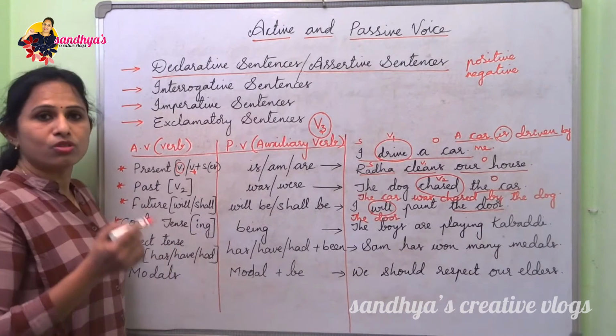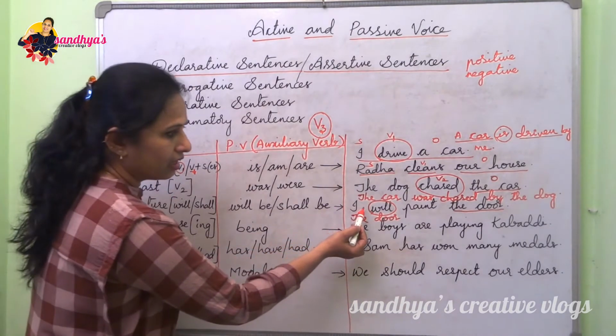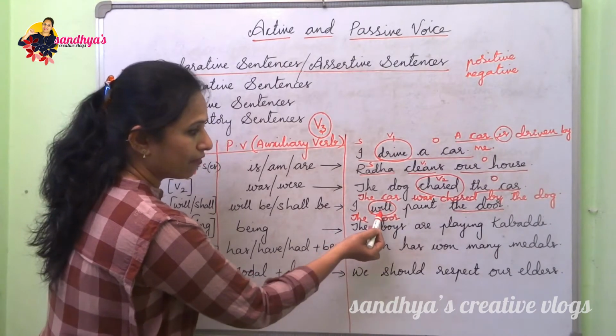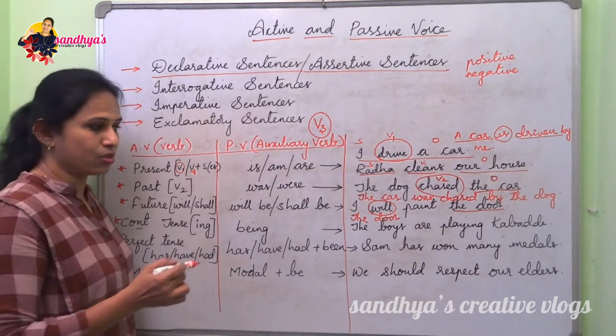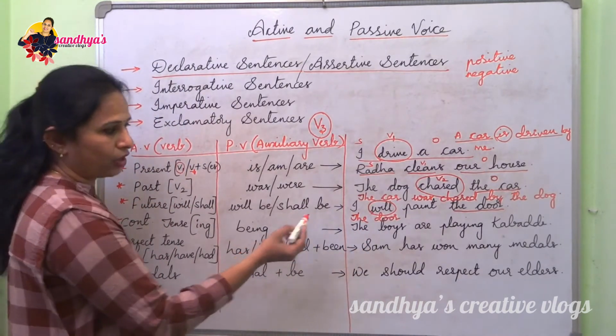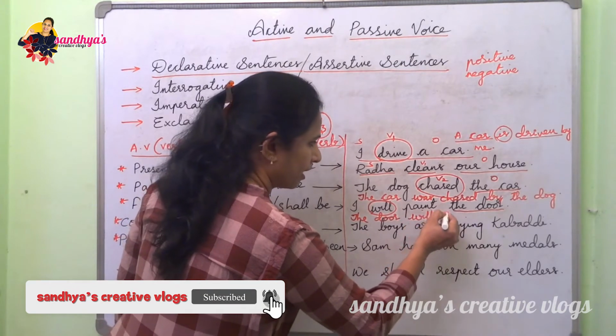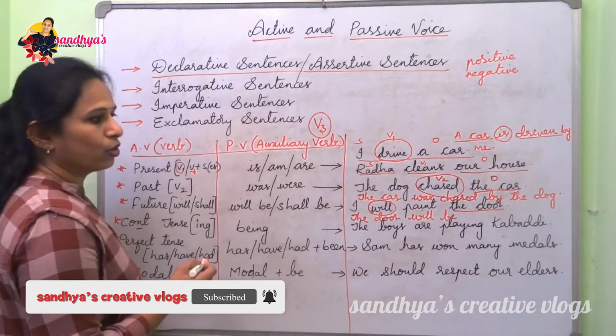Shall be will be used with I shall be or we shall be. Even here I have used I will. Instead of I will, even we can take I shall also. Now for the door, shall be will not match. Okay, so I will be taking will be. Okay, the door will be.